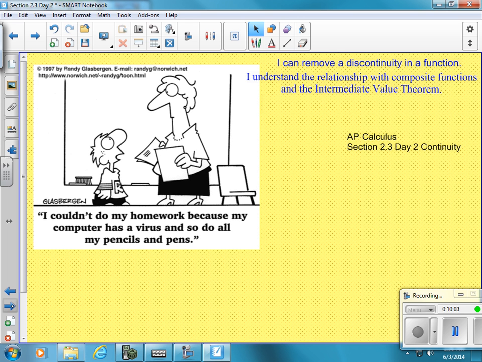I have a virus, and so do all my pens and pencils on my computer.